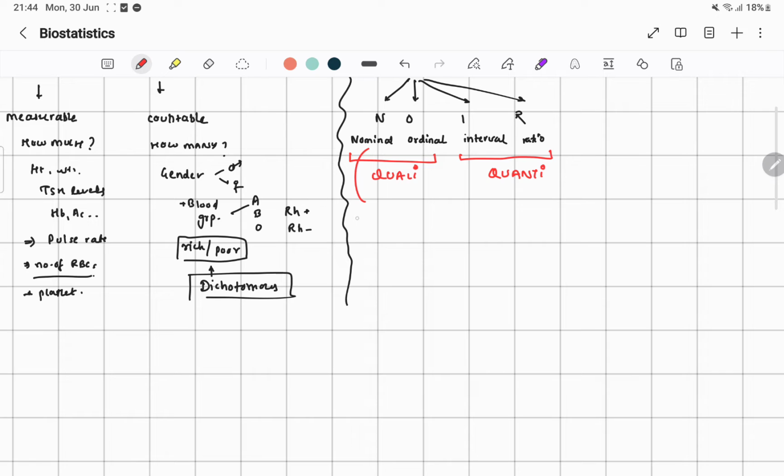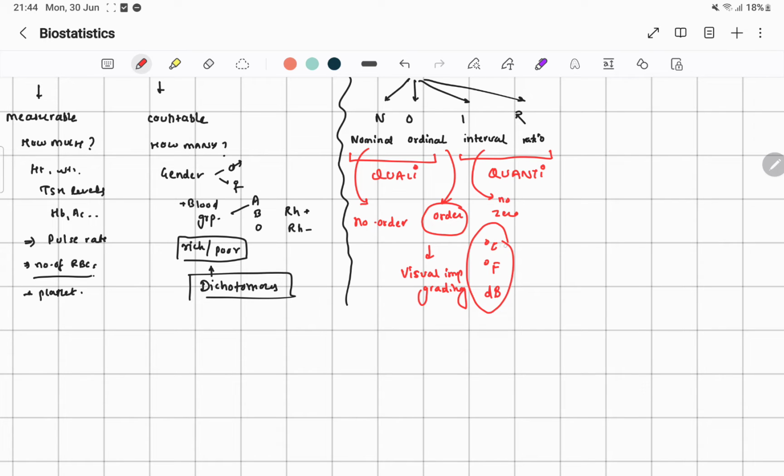Nominal scale means type of disease, obese or non-obese, like this type of thing. It has no order. Ordinal data, you can remember by the name, order is there, like visual impairment grading. Visual impairment grading is ordinal data. Interval data has no absolute start point or zero. Degree Celsius, degree Fahrenheit, decibel, they don't have zeros, right? They don't have a starting point.